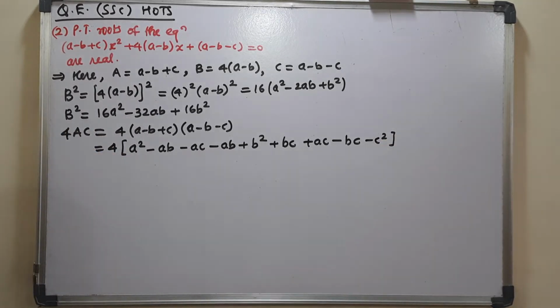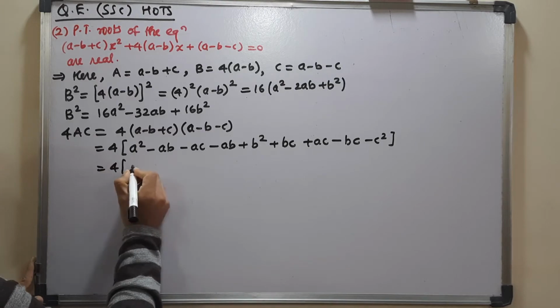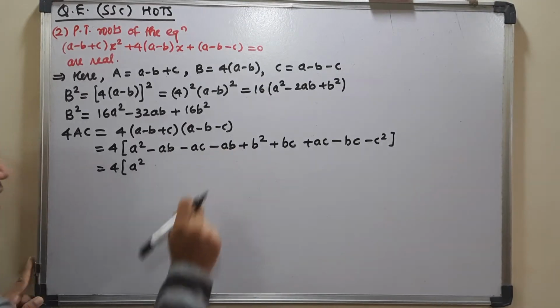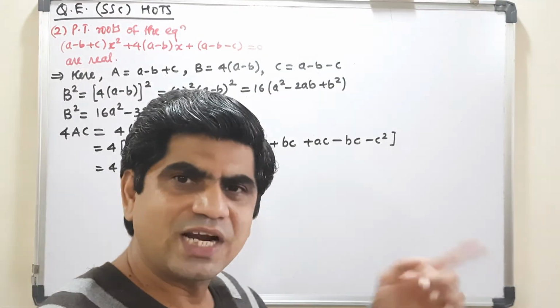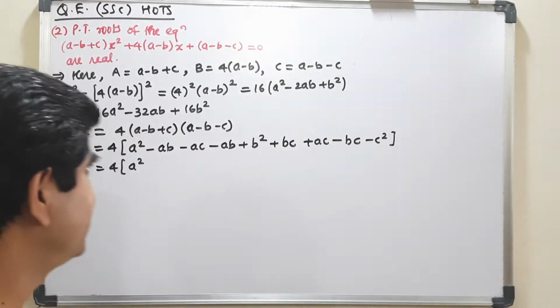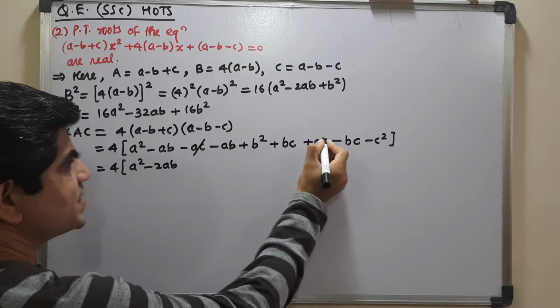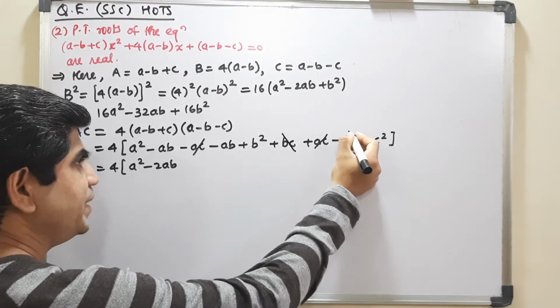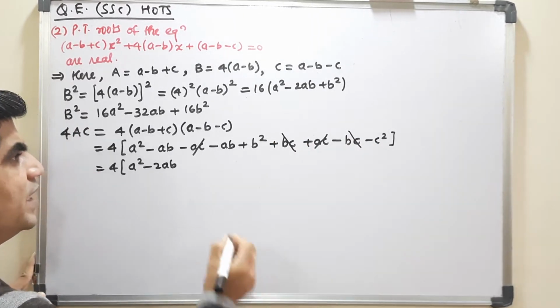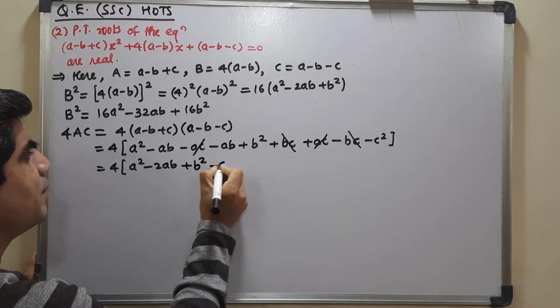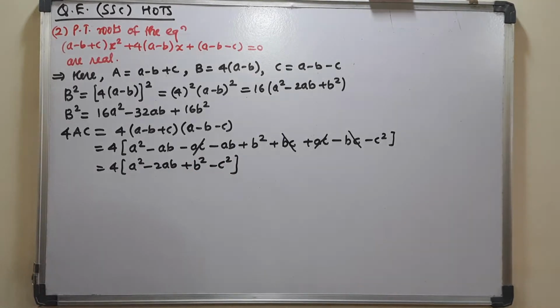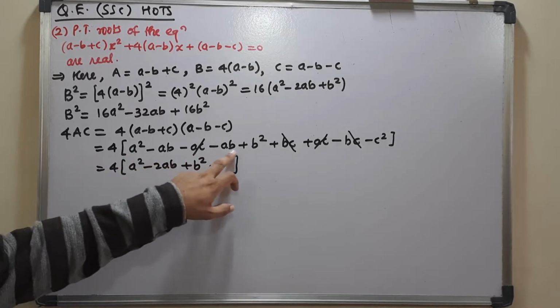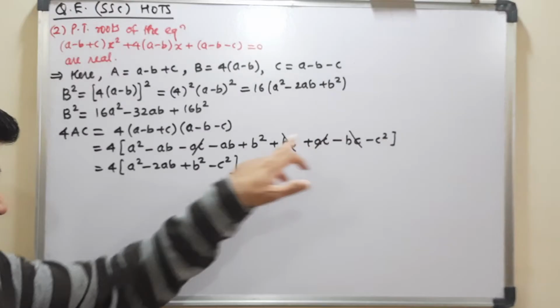Okay. So here I get 4 into a square. You can see here this AB and AB are like terms and both are having the same sign, so addition will be there. So it will become minus 2AB, and you can see this minus AC cancels with this plus AC because it is becoming 0, plus BC also becomes 0. Then you have here plus b square minus c square. That is, you got this a square minus 2ab plus b square minus c square.